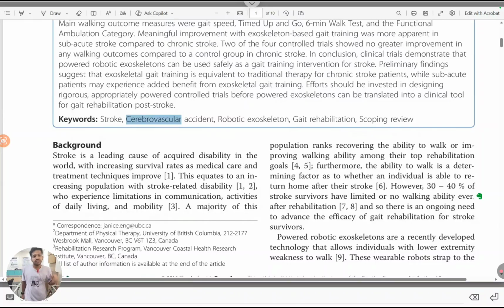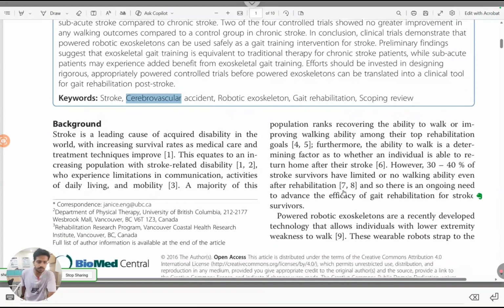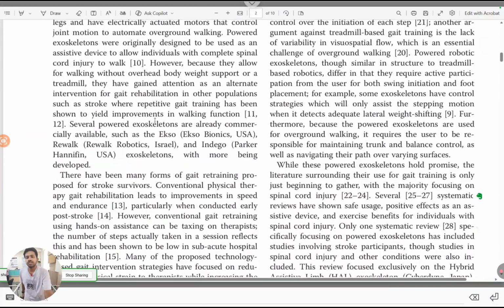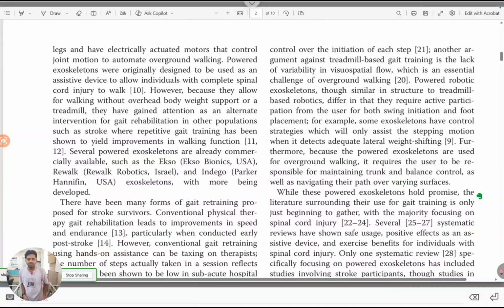Powered robotic exoskeletons are a recently developed technology that allows individuals with lower extremity weakness to walk. These wearable robots, strapped to the legs, have electrically actuated motors that control joint motion to automate overground walking.